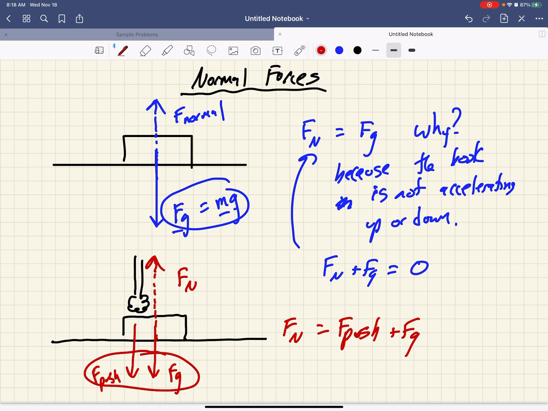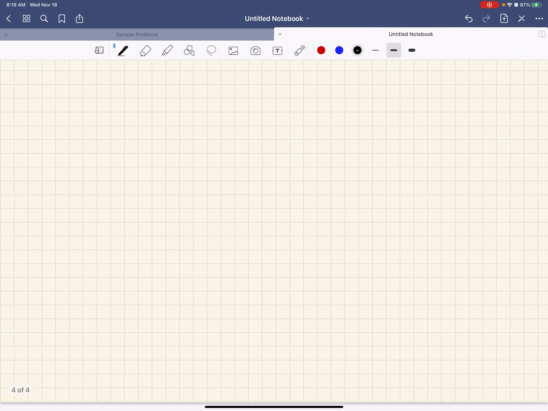So those are the normal forces on a flat surface. Let's talk about the normal forces on a ramp. So, normal force on a ramp.